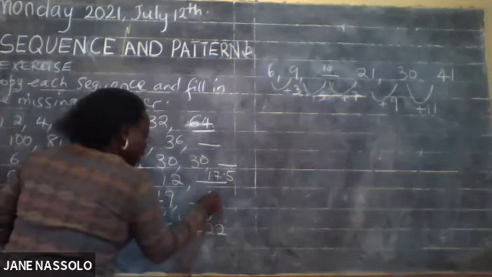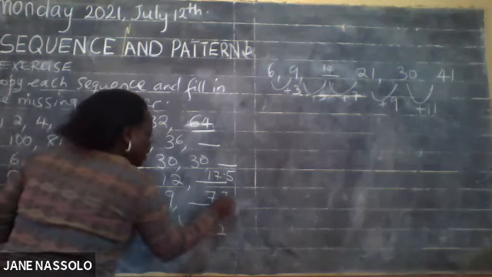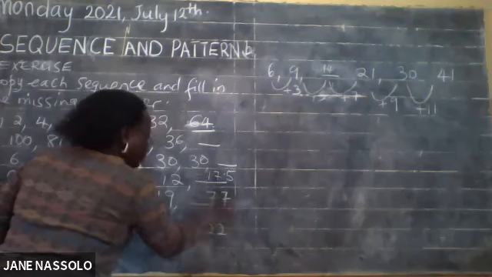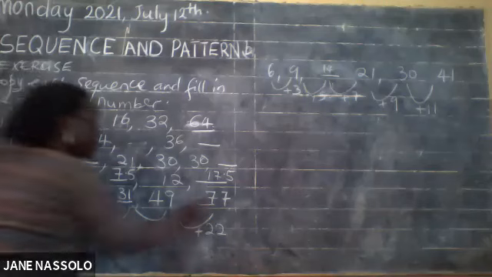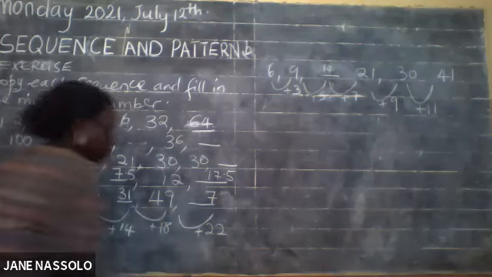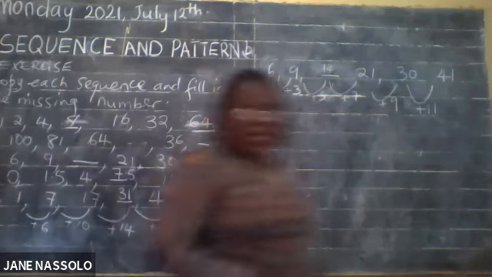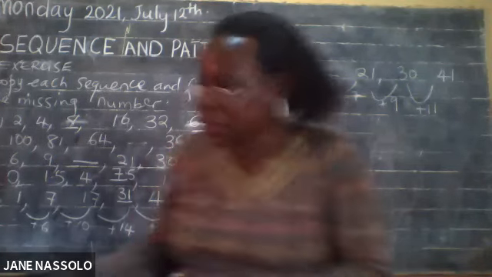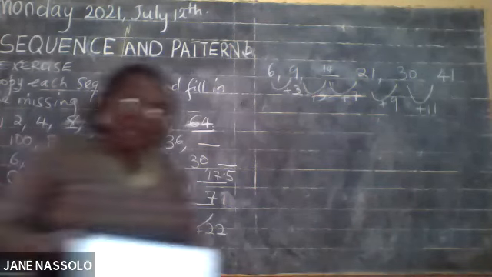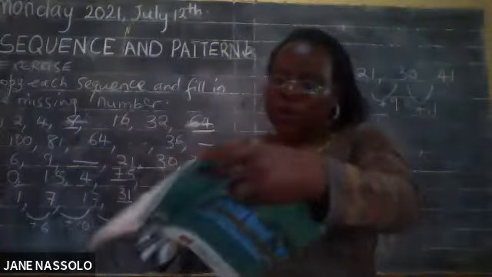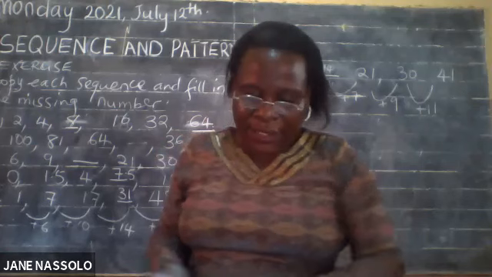71. Yes, 71. Thank you very much. That was that activity which we have successfully done. So if there is a pattern, it is very easy to obtain the next term.